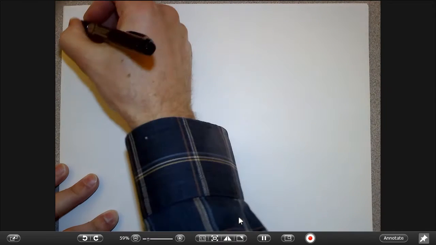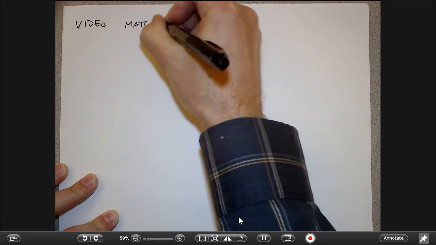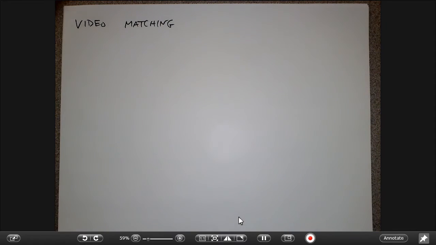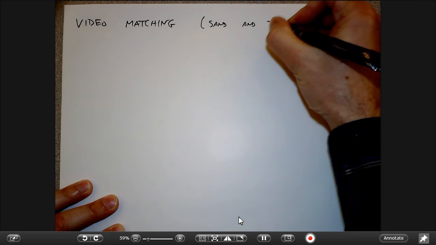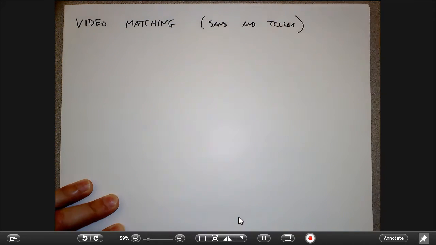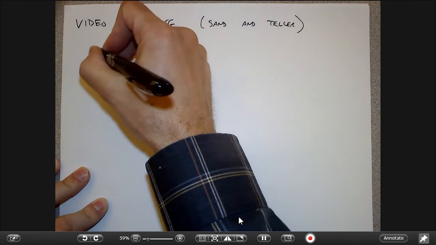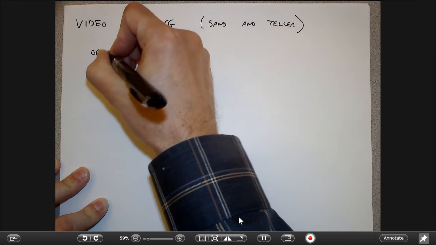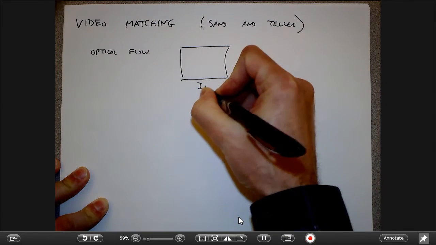I want to talk about three main things today, and the first one is called video matching. This was a neat paper several years ago by Sand and Teller. The idea was the following. So far, we've only talked about generating dense correspondence between one image and another image, right? So basically, what we have so far is optical flow between image 1 and image 2.